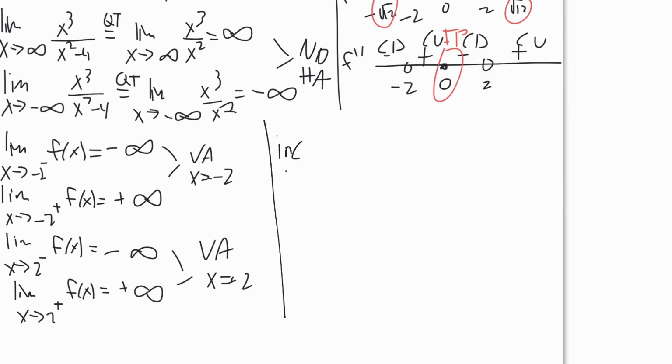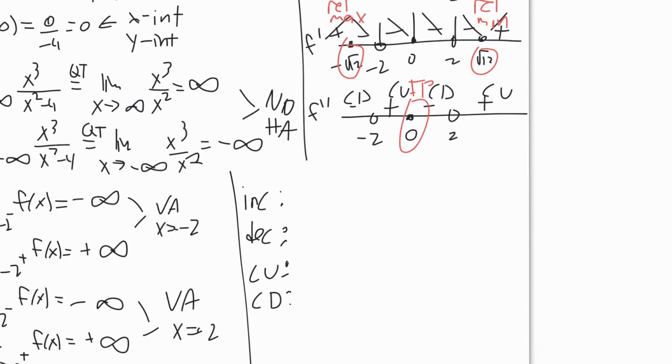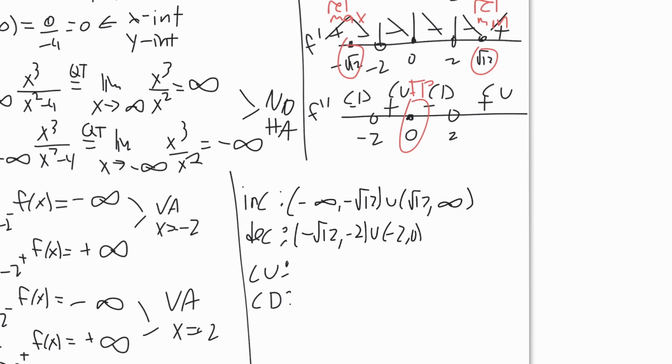So where is it increasing, decreasing, concave up and concave down? Again, we read this directly off of the sign diagrams. So it's increasing from negative infinity to negative root 12, union root 12 to infinity. It's decreasing on negative root 12 to -2, union -2 to 0, union 0 to 2, union 2 to root 12.